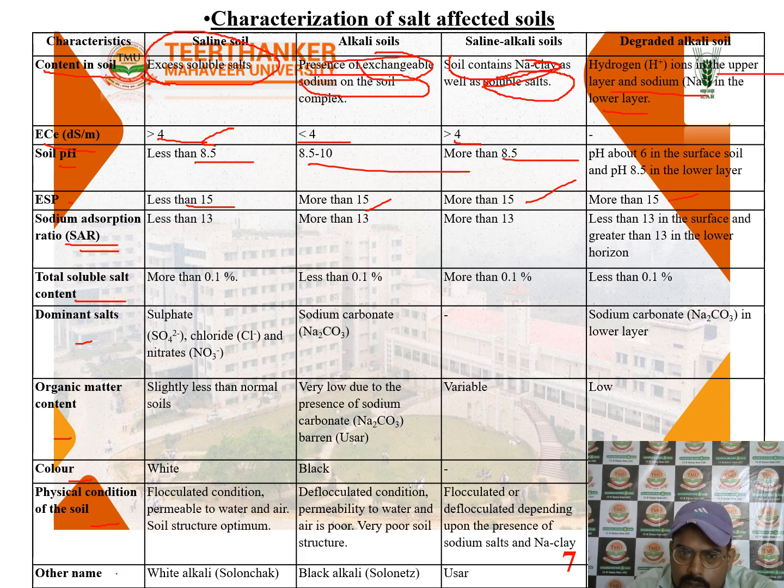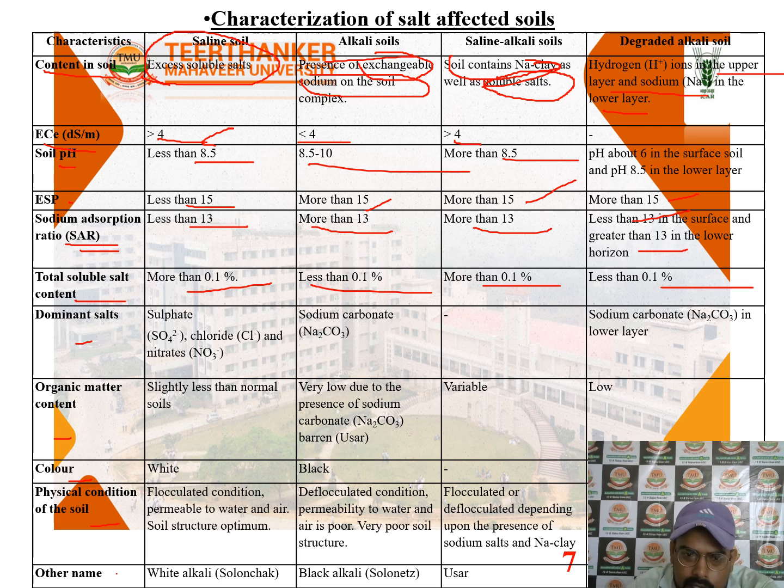Second is the SAR, sodium absorption ratio. Less than 30 indicates saline soil, and more than 30 indicates saline alkali and alkali soil. For degraded soil, it is less than 30 in the surface soil and greater than 30 in the subsurface. Soluble salt percentage more than 1% indicates saline soil, and less than 1% for saline alkali, alkali, and degraded alkali.